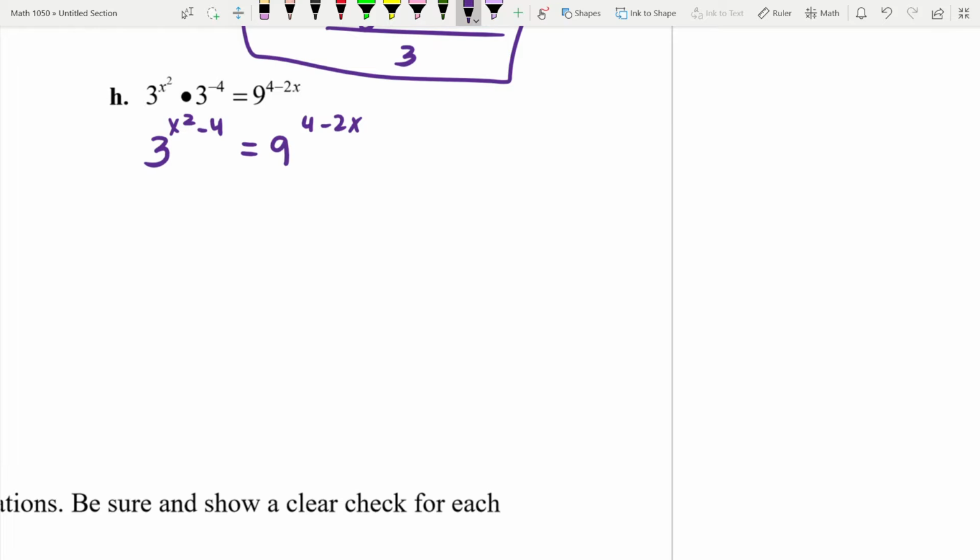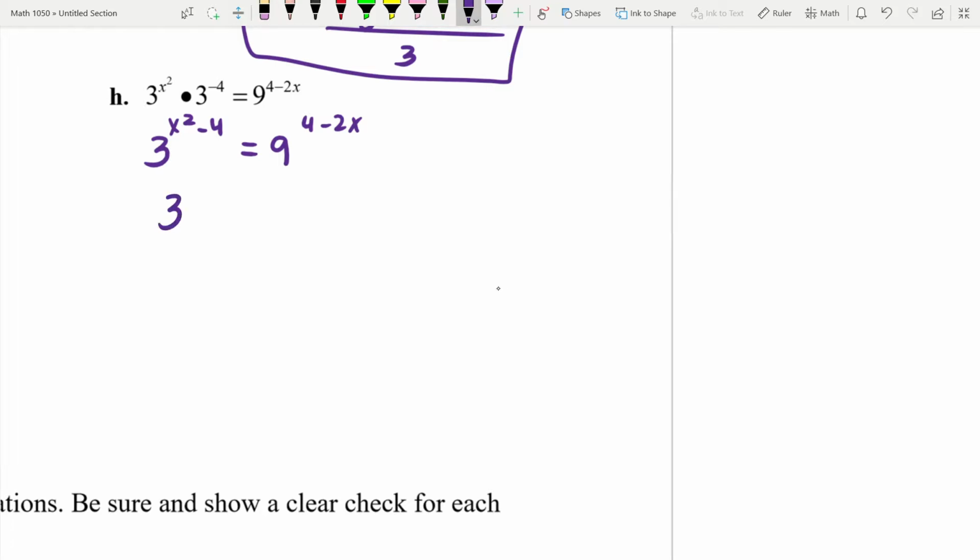Okay, so look what people do. Don't write this. 3 squared to the x squared minus 4 is equal to 9 to the 4 minus 2x. Very common mistake. Look what this person did. They left the whole thing the same, but they just randomly wrote the 3 as 3 squared. Is 3 equal to 3 squared? No, that doesn't make sense. So you don't change the little one, you change the big one.